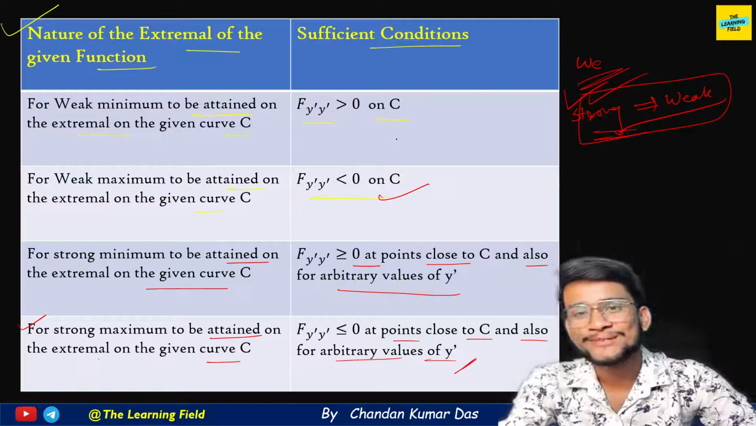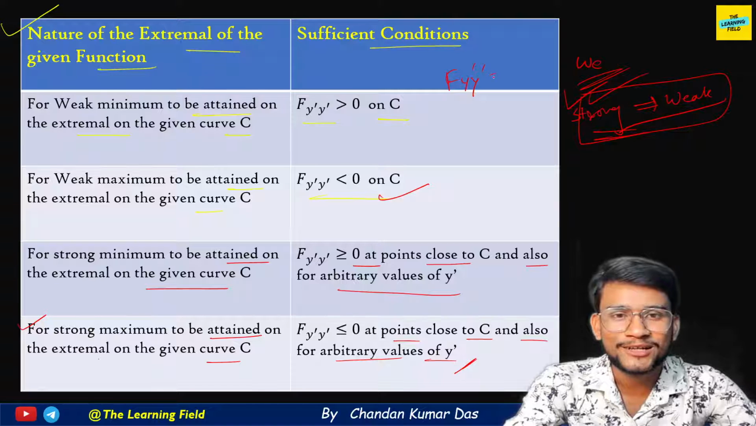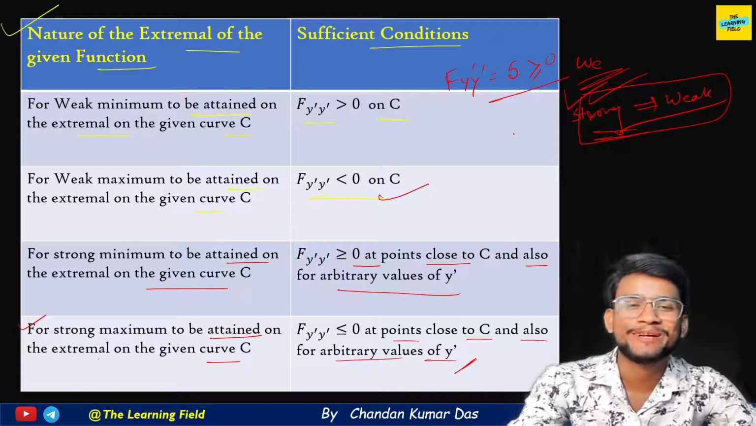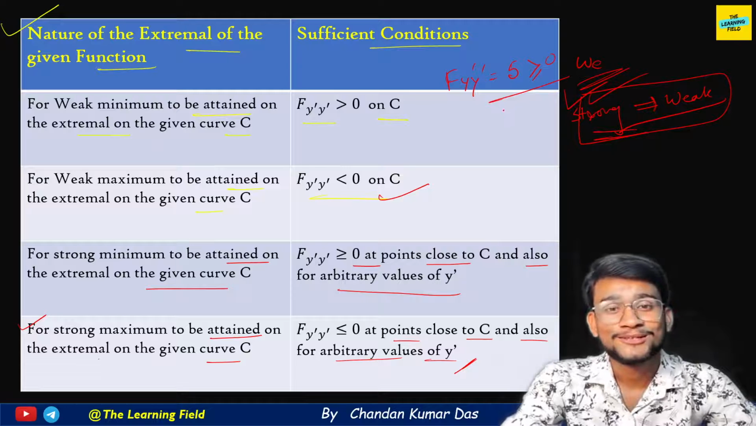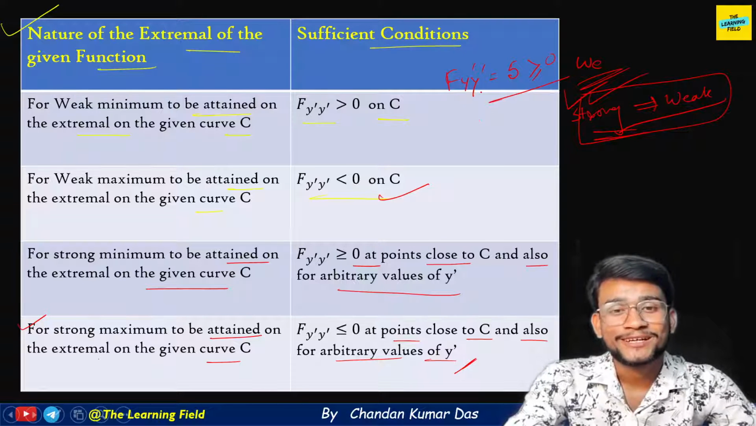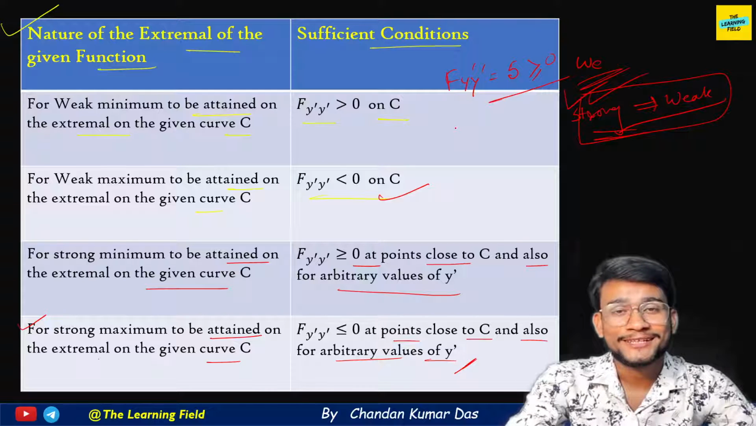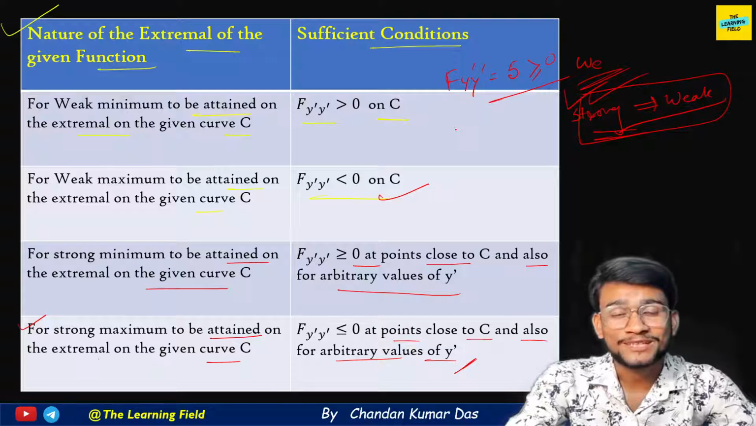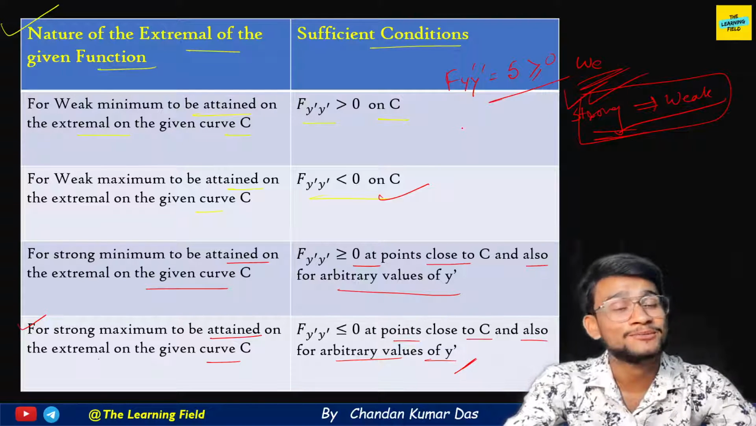Because we just calculate f y dash, suppose f y dash I got 5, which means greater than or equal to 0, or greater than 0, then we say whether it is strong maxima or strong minima, and we also say that it has strong minima also. So whether it is true or not, we check it, and here I take an interesting example in which you can see that weak minima existence does not imply the existence of strong minima.